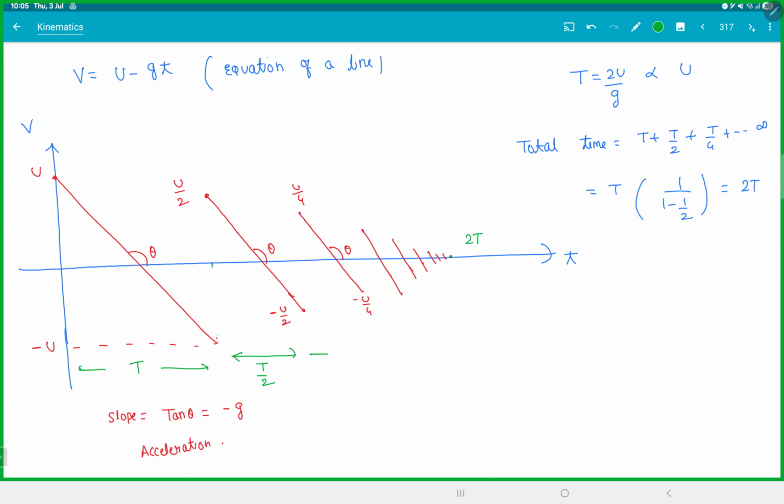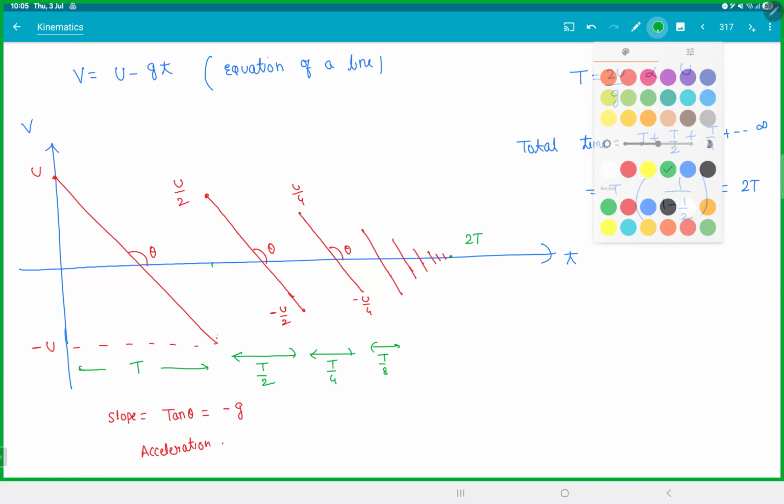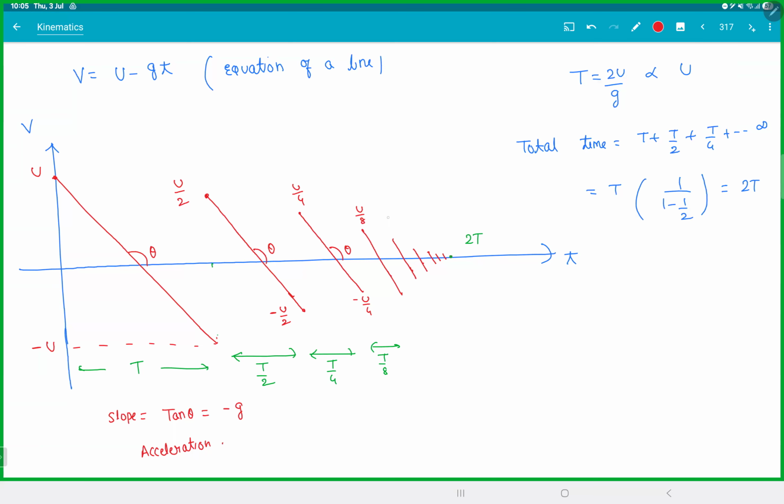This time interval will become T by 4 and the next time interval will become T by 8. It's getting closer and closer and the heights are becoming closer and closer. This will be U by 8, U by 16 and so on. This is how the graph looks. It's a discontinuous graph. Yeah, it does look like little triangles, but I hope you got it.